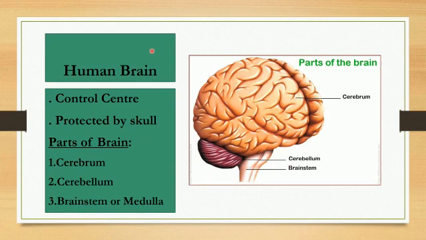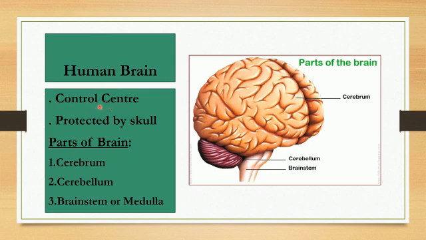So dear student, this is the first topic, the human brain. This is the picture of the human brain. It just looks like a walnut. In the previous lecture, I have told you that the human body consists of many organs and systems. All these organs and systems have their own specific jobs or functions. These functions are controlled by the human brain. So the human brain is the control center of the body.